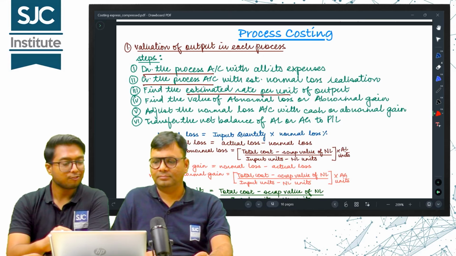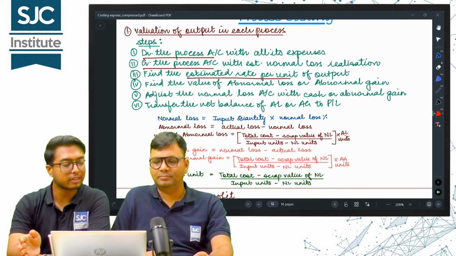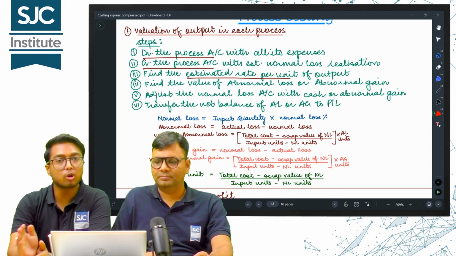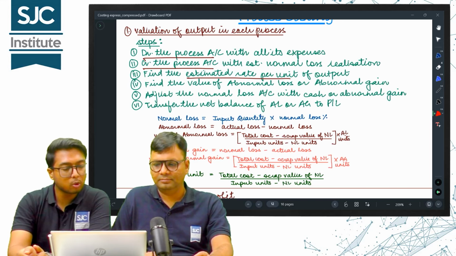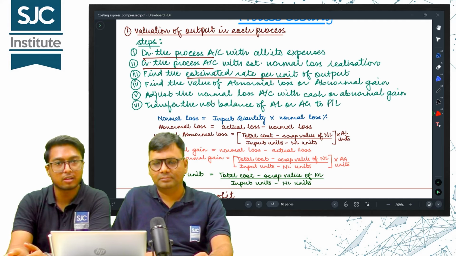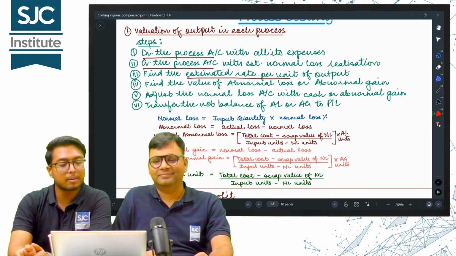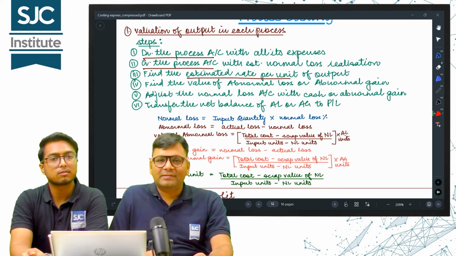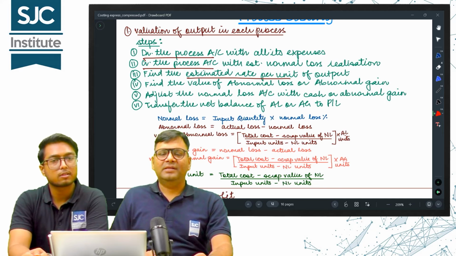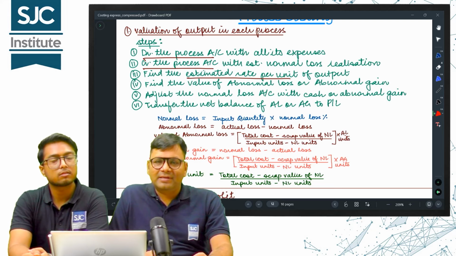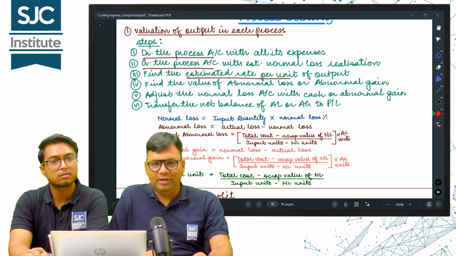Process costing. Valuation of output in each process. What are the steps? Step 1. Debit the process account with all the expenses. Step 2. Credit the process account with estimated normal loss realization. Step 3. Find the estimated rate per unit of output. Estimated rate per unit is equal to net cost on the debit side minus estimated normal loss realization divided by total inputs on the debit side minus estimated normal loss units.